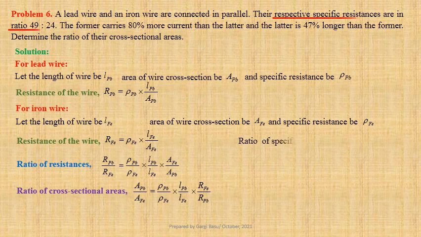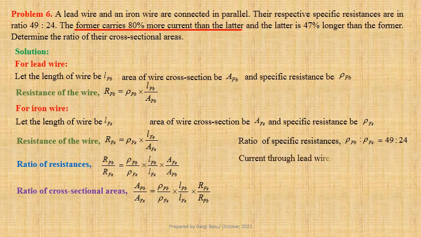Given the ratio of specific resistances, rho PB is to rho FE equals 49:24. According to the problem statement, the lead wire carries 80% more current than the iron wire. That is, the current flowing through the lead wire IPB equals 1.8 times IFE, and the iron wire is 47% longer than the lead wire. That is, LFE equals 1.47 times LPB.